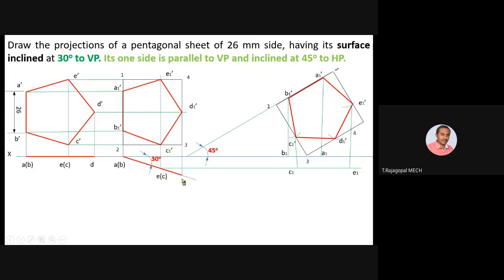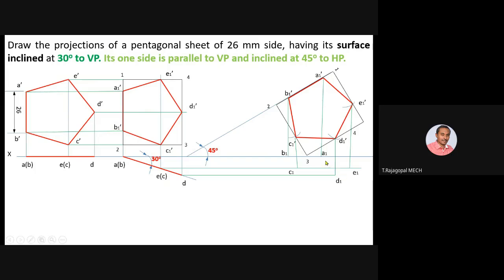Okay. Now next one is D. We extend the projector from D1 dash as well as from this top view point D. Both will meet at one point. So from D1 dash it is extended. Now you have to extend from this D. Both will meet at one point. You can mark it as D1.